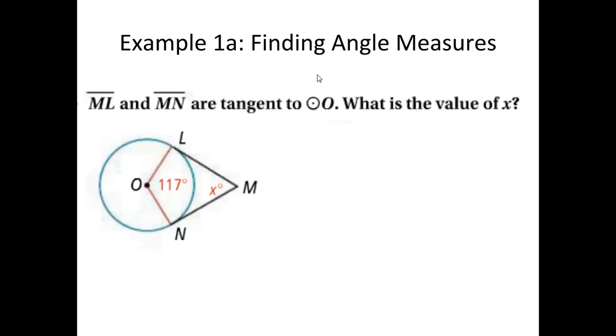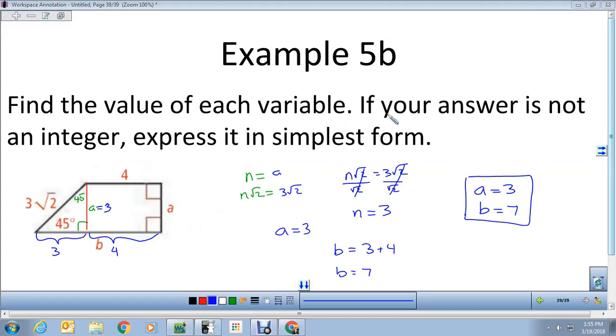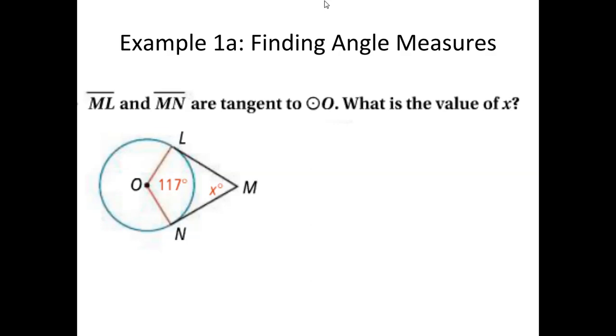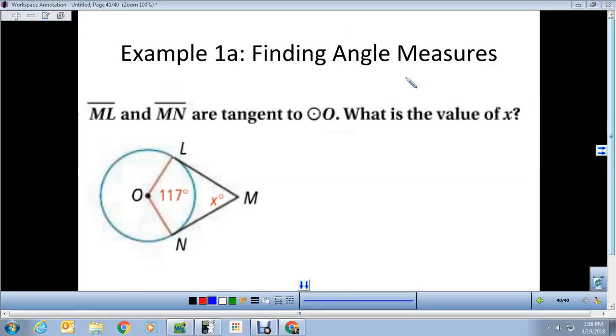So let's look at example 1, finding angle measures. The directions tell us that ML and MN are tangent to circle O. What is the value of x? Okay, so as we look at this, if they tell us that something is tangent and this is the radius here, then this is a right angle. And so is this. So there are two ways to work this problem, and I'm going to show you both ways. We know that this has four sides, which means that the sum of the angles of a four-sided polygon, a quadrilateral, is going to be 360.